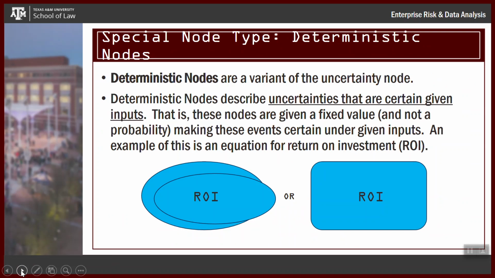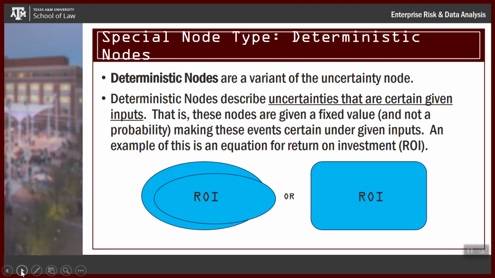Now, deterministic nodes, and this is going to be a little confusing, so just stick with me here. Deterministic nodes are a variant of the uncertainty node. And what we mean is everything we want to think about as probabilities. Probabilities can be anywhere from 0 to 1, all right?